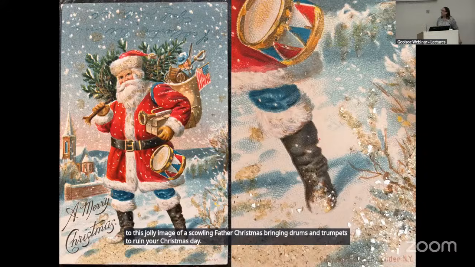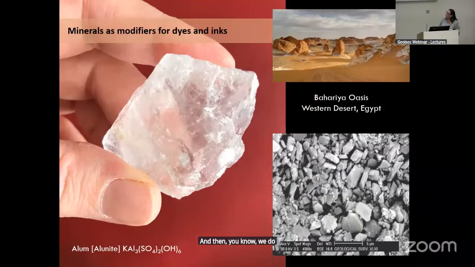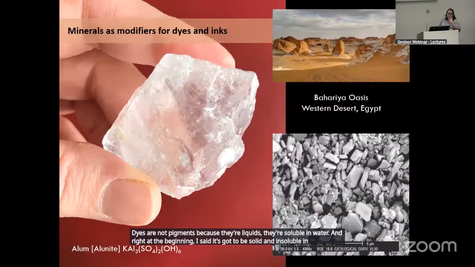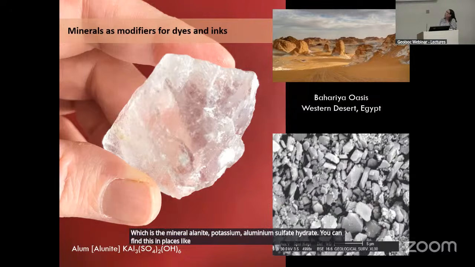But yeah, this is mica. And then, you know, we do use minerals to modify other materials. So dyes are not pigments because they're liquids, they're soluble in water. And right at the beginning I said it's got to be solid and insoluble in water. How you make a dye into a solid material is you react it with alum, which is the mineral alunite, potassium aluminium sulfate hydrate. You can find this in places like Egypt, Western desert, many desert regions, various parts of Turkey and so on and so forth.